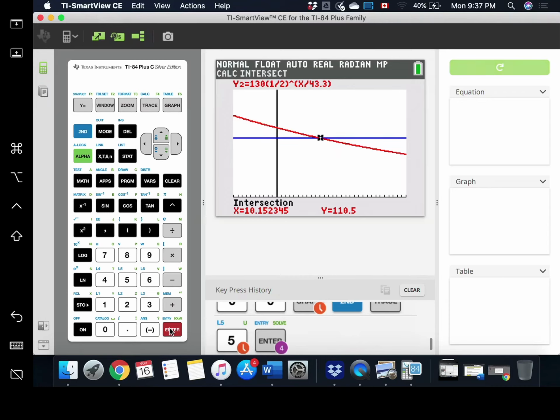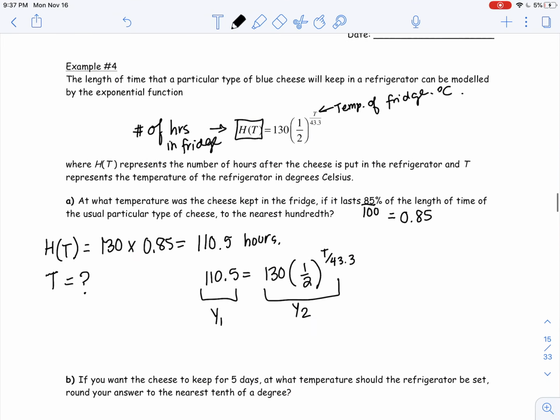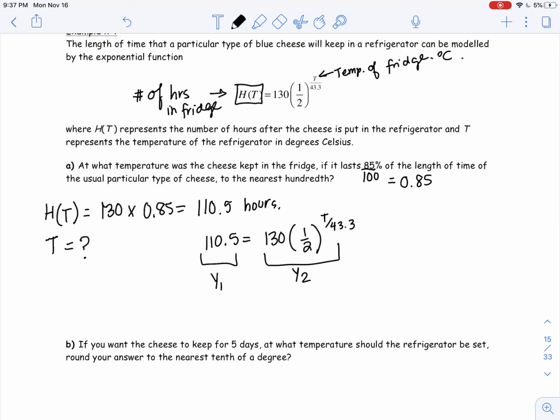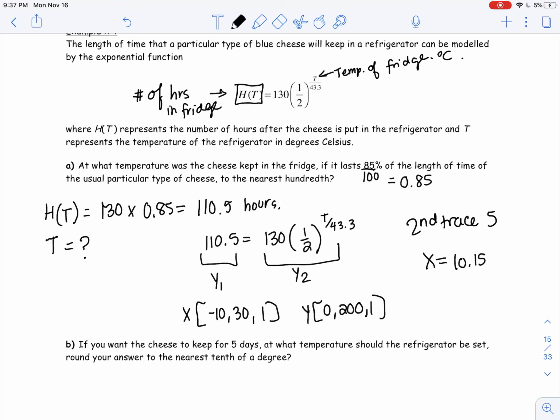So you should be getting, it says to the nearest hundredth, the answer is 10.15, and that would be in degrees Celsius. Okay, so once you have your window set, remember, write it down. So I'm going from negative 10 to 30 degrees, going up by 1. And for Y, I set it from 0 to 200, going up by 1. Then I press second trace number 5, and I found that the answer was 10.15 degrees Celsius.